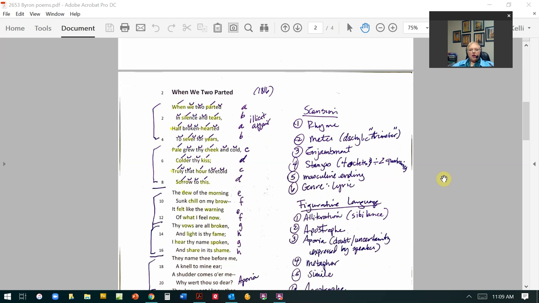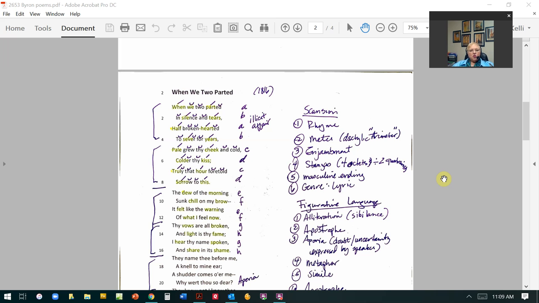There's also aporia, A-P-O-R-I-A, and this is where we see doubt or uncertainty expressed by the speaker. And there's a lot of doubt and uncertainty throughout this. He says, "If I should meet thee after long years, how should I greet thee? In silence and tears." It's like, I don't know what to say, right? And so we do see this kind of doubt and uncertainty throughout.